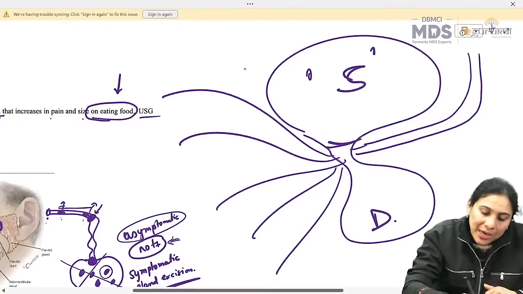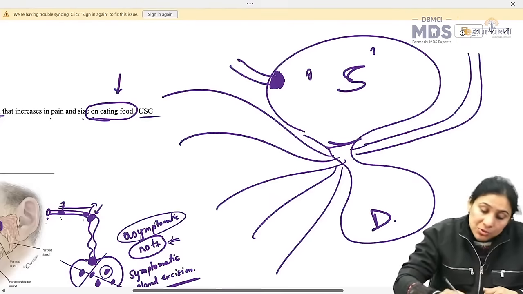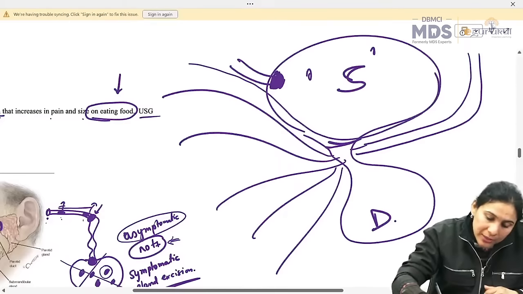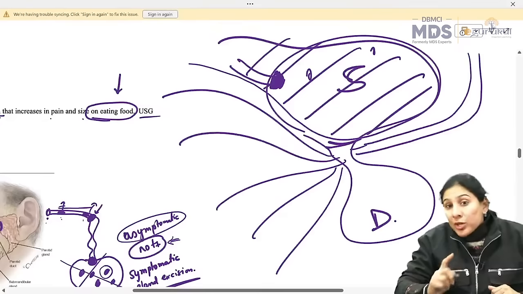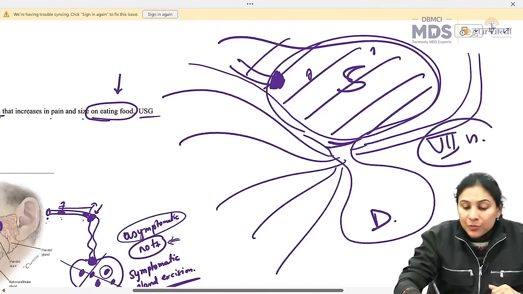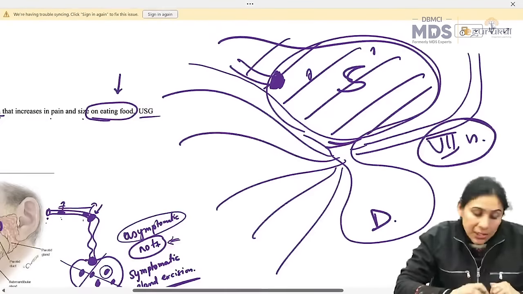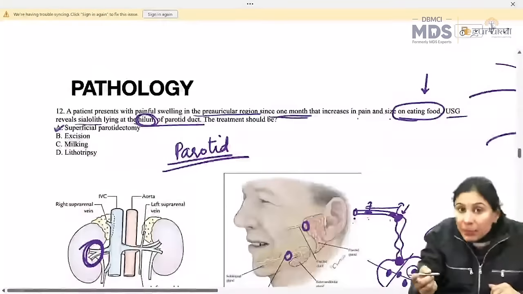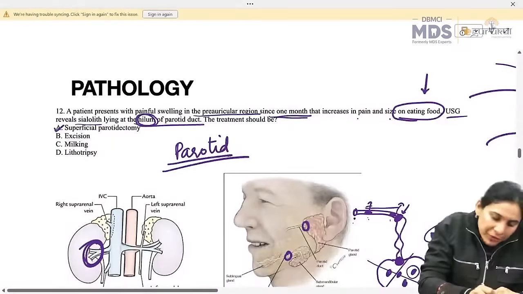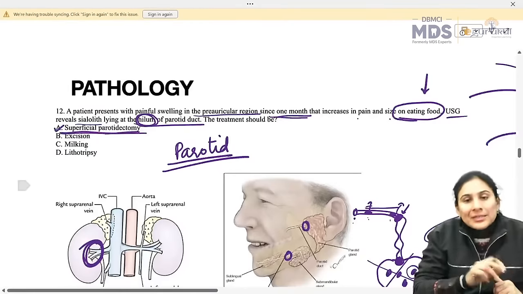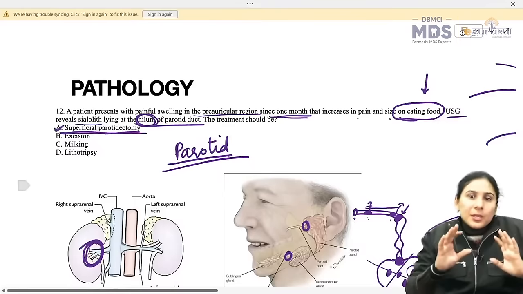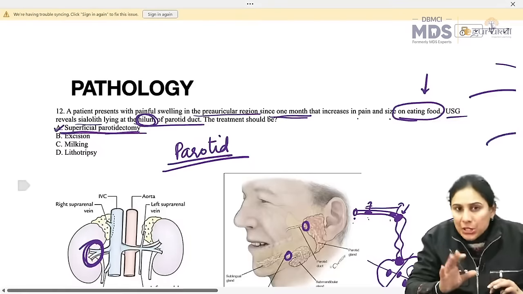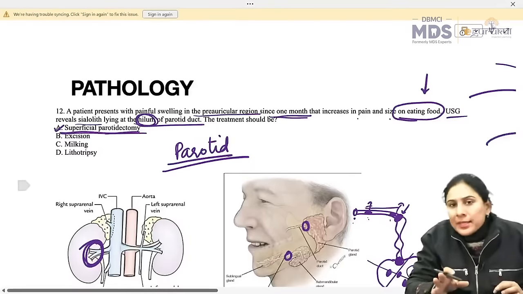So if there are stones at the hilum of the duct here, don't remove the deep lobe. Just remove the duct and the superficial lobe of the parotid gland. Why? It will protect your facial nerve from injury. That is why you don't do a parotidectomy, you only do a superficial parotidectomy. And that deep lobe will shrink by itself because of disuse atrophy. So, to preserve the facial nerve, we do a superficial parotidectomy.